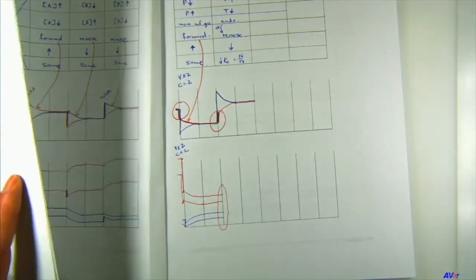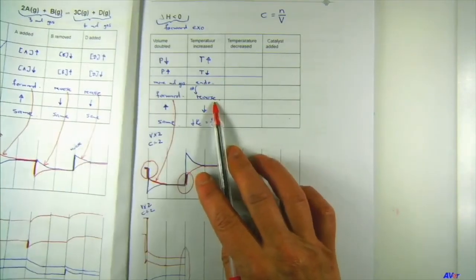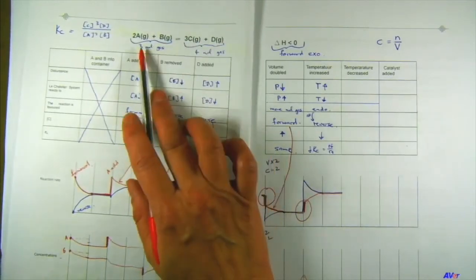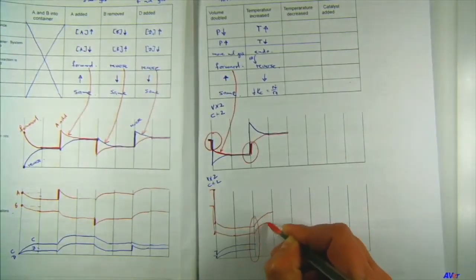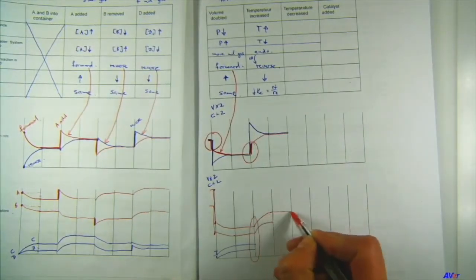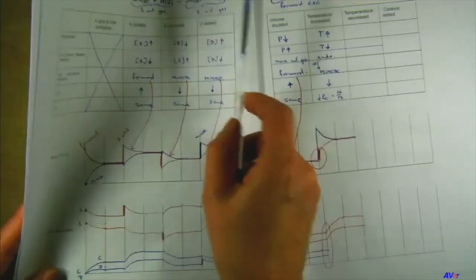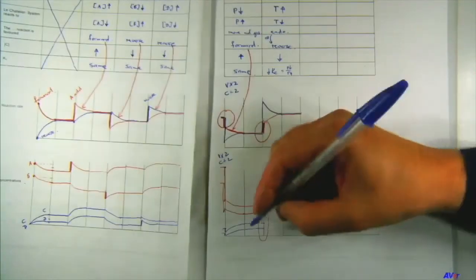But now the system is reacting and we're favoring the reverse reaction. What will the reverse reaction do with A and B? It will produce A and B. So A and B should now go a little bit up. And if the reverse reaction is favored, we are using C and D, so C and D should be going a little bit down.